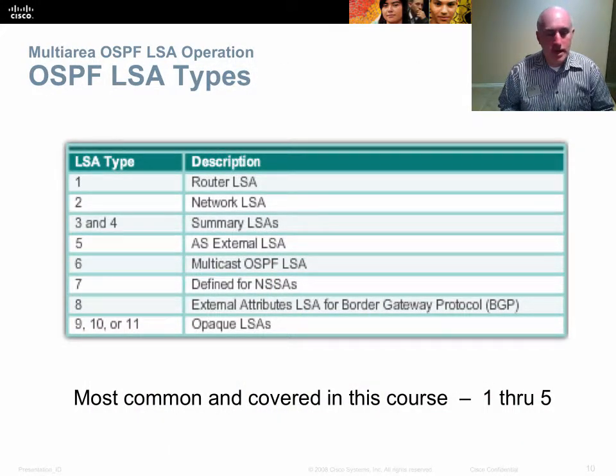Let's talk about different LSA types. You know that the LSAs are the little messages, the event-triggered updates that are sent between routers to update them about changes in topology. So you can see the LSA message and the header of the LSA is going to have a type field where a number is put, which indicates what type of LSA message is being sent. In this course, we only look at LSA types 1 through 5.